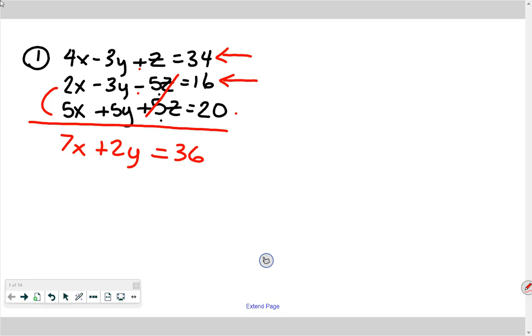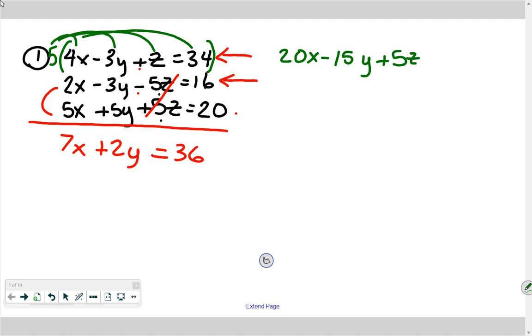Okay, so to get rid of the z's, when I'm looking at those two, they need to be the same number. So in order to make them the same number, I would have to multiply this one by a 5, so that I would get 5z's either way. So when I put a 5 here, I'm going to distribute this to everything in this equation, and I'm going to write it off to the right-hand side. So this would give me 20x minus 15y plus 5z equals, and then 5 times 34, there it is. So that was distributing that 5 through.